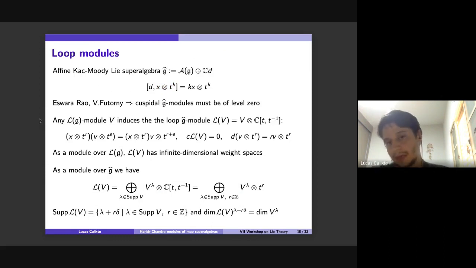And again, I'm interested in Harish-Chandra modules over affine Kac-Moody superalgebras of this kind. So Fora and Slava Futoni, they study cuspidal, they study Harish-Chandra modules over this kind of Lie superalgebras, and in particular, they prove that.